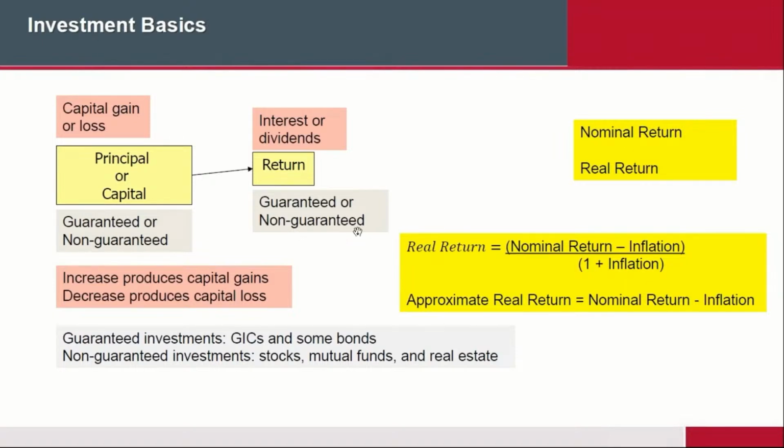Okay? So I want to draw your attention to the yellow part on the right side of your screen, which is what we call nominal return and real return. This is a very important concept. Nominal return is basically the return that you get when you invest the money, what they call the posted rate. Sometimes the bank will say, well, we'll give you 5% on your money. That's nominal return. However, inflation, unfortunately, erodes the purchasing power.